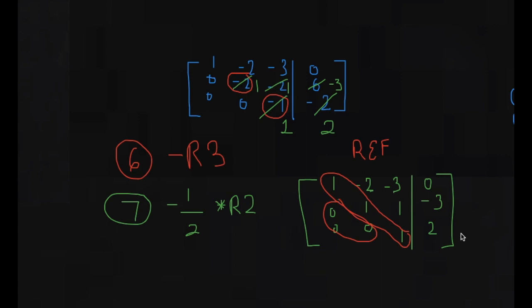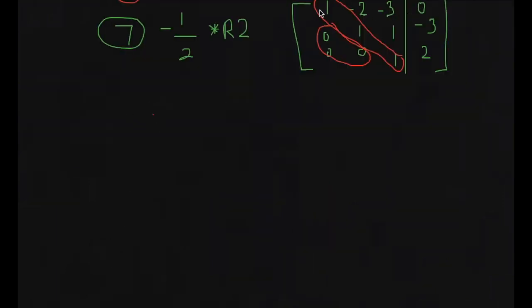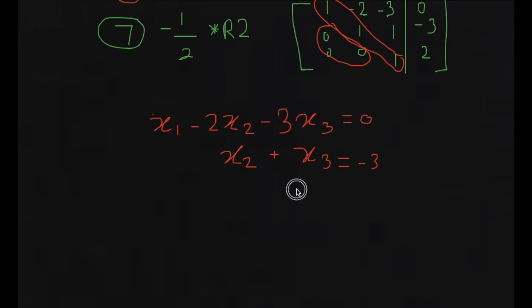Continuing with the steps of Gaussian elimination, we need to put our matrix back into a system of equations. So let's start with the first row. 1 means we have a 1x1, minus 2 means minus 2x2, minus 3 means minus 3x3 equals 0. For the next row, we have a 0. For the last row, we have a 0x1, a 0x2, so we can leave those out, but we have a 1x3 equals 2. Now that x3 equals 2, we can back substitute it into this equation.